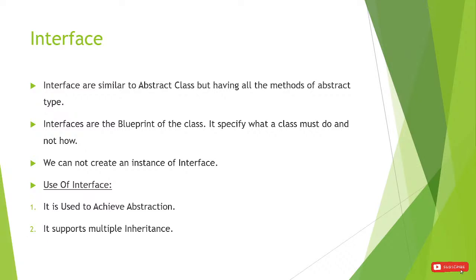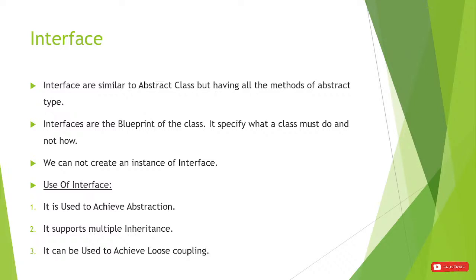While learning inheritance, we saw that Java supports only three types of inheritance: single inheritance, multi-level inheritance, and hierarchical inheritance, right? Multiple and hybrid inheritance are not supported by Java, but we can achieve that type of inheritance with the help of the interface. We will see today how to achieve multiple inheritance with the help of the interface, okay? And at last, it can be used to achieve loose coupling.